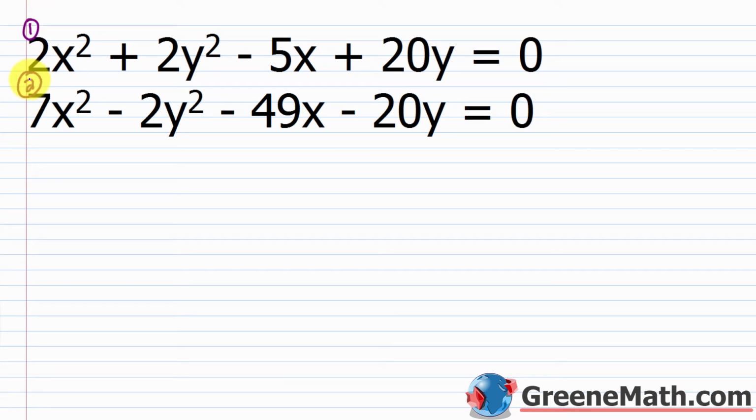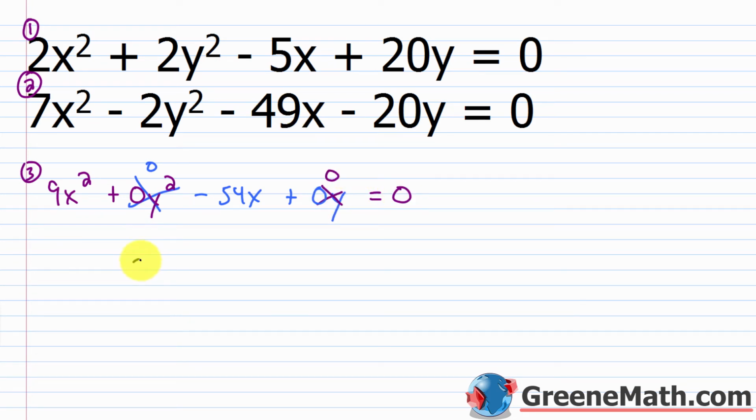Now, most of the problems you're going to see in an Algebra 2 course will set up to where you can just add the equations right away, and you'll have one of the variables be eliminated. So if I add equation 1 and equation 2 together, that'll give me equation 3. So 2x squared plus 7x squared would give me 9x squared. 2y squared minus 2y squared would give me 0y squared, or we could just say 0. And then negative 5x minus 49x, we'll say that's minus 54x. And then 20y minus 20y, let's say this is plus 0y, or again, this is 0. And then this equals 0.